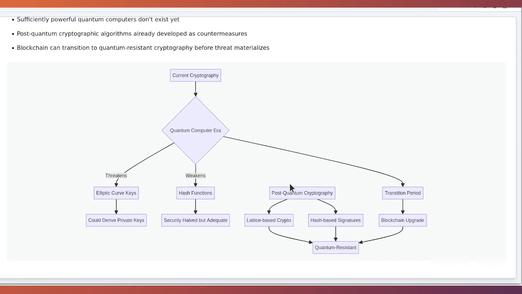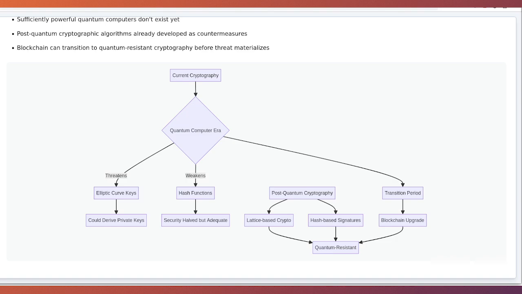Shor's algorithm can break public key cryptography, including elliptic curve cryptography, in polynomial time, meaning a sufficiently powerful quantum computer could derive a private key from a public key. Grover's algorithm can speed up brute force attacks on symmetric encryption and hash functions, effectively halving their current security levels. For blockchain, this means SHA-256 would go from 256-bit to 128-bit security, which is still considered secure. However, the elliptic curve cryptography used for digital signatures will be vulnerable.